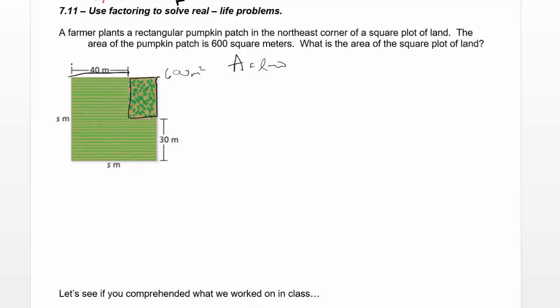And I know that the entire thing, since this is a square, is the same as the side length opposite of it. So the entire length has got to be s. So if this whole thing is s, and this part of the field that leads right up to the pumpkin patch is 40, this side has got to be the whole thing, take away that 40 meters.